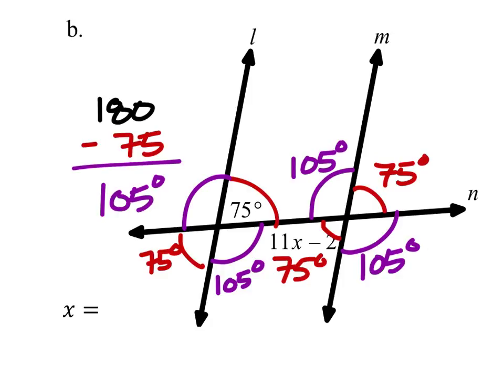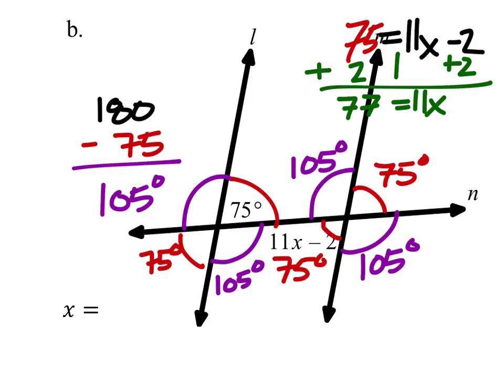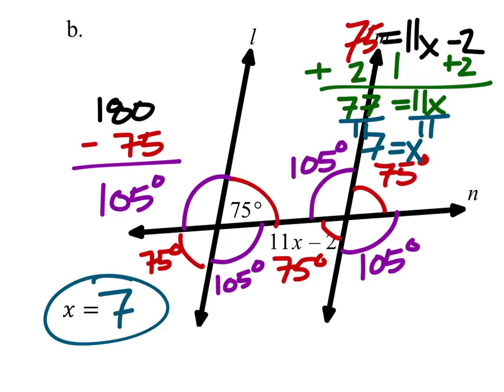So now that we have that, we should be able to solve for x. So we're looking at this 11x minus 2, and that would be equal to 75 degrees. To solve this, we're going to add 2 to both sides. And from here, all we must do is divide both sides by 11. Oh yeah, x is 2, right? No, x is 7. Yeah, very good. x is 7. 77 divided by 11 is 7. That's good. And that's all we needed on this problem.